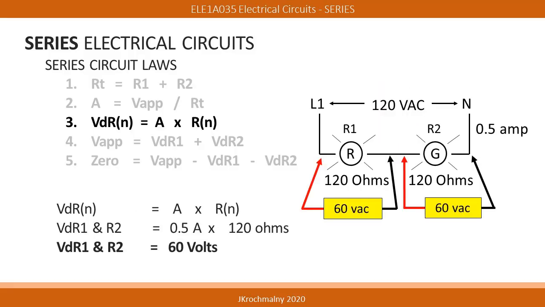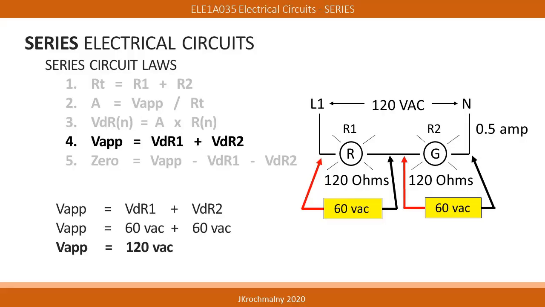Since we need a difference in pressure to initiate a flow, this voltage drop across each load is necessary for the amperage to pass through it. We can also measure this voltage drop by placing our meter across each load. In this slide, we see the 60 volts dropped across the R1 and R2 load.